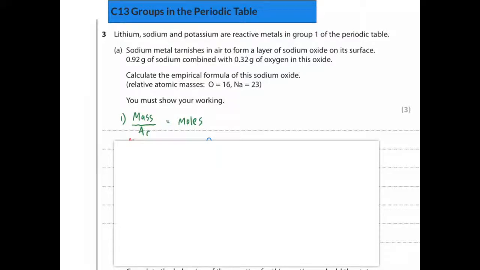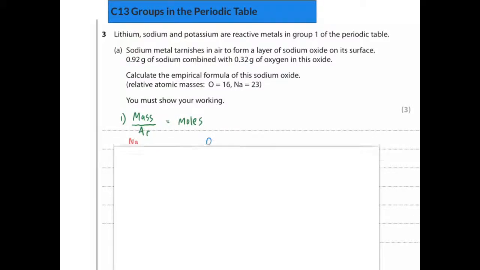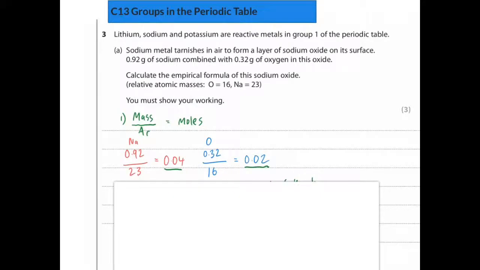So the first step is work out the number of moles, and you do that by dividing the mass by the AR of that element. So here we have sodium, which is going to be 0.92 mass divided by its AR, which is 23. And that will give you 0.04 moles of sodium. That's how much we're dealing with. Oxygen is a mass of 0.32 grams and an AR of 16, which gives you 0.02 moles.